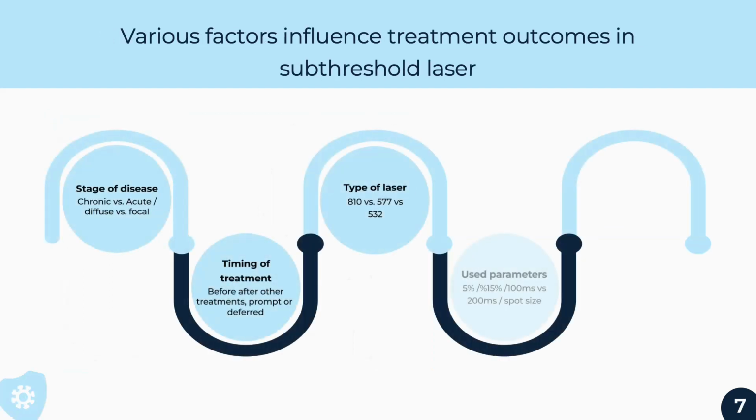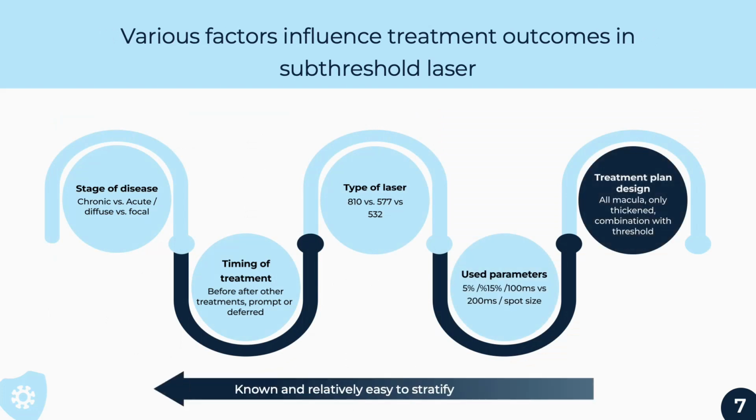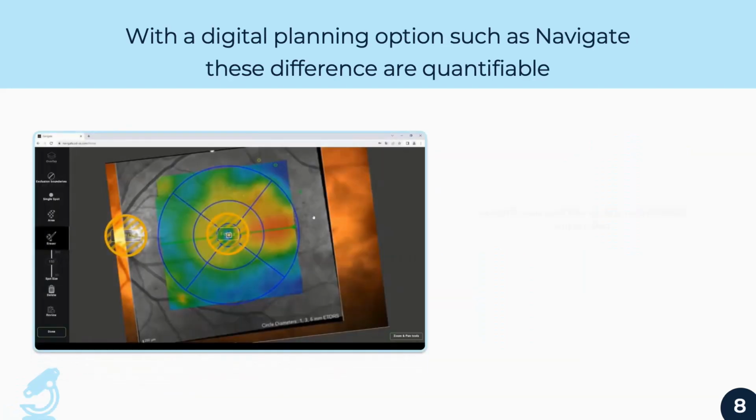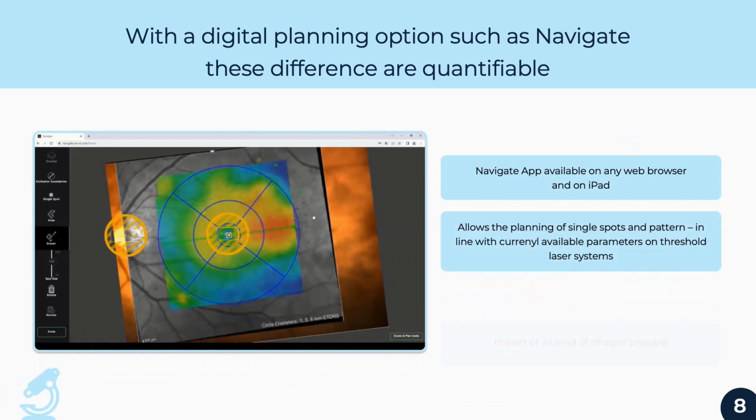Why is there a difference in treatment outcomes in subthreshold laser? We understand that it could be because of the stage of the disease, timing of treatment, type of laser, and laser parameters used. The more important factor is the treatment plan design, and this is what we would like to address in this project. Now with digital planning tools such as Navigate from ODOS, these differences between the plans can be quantified.